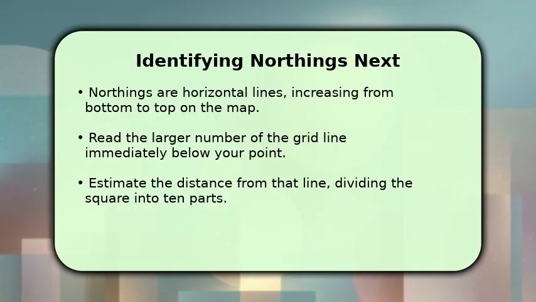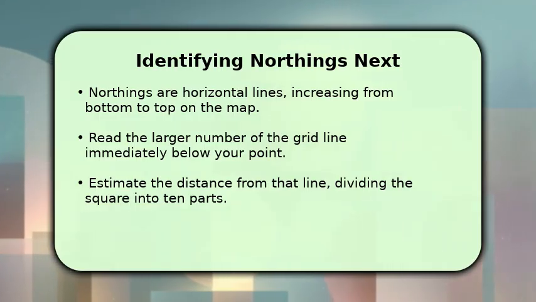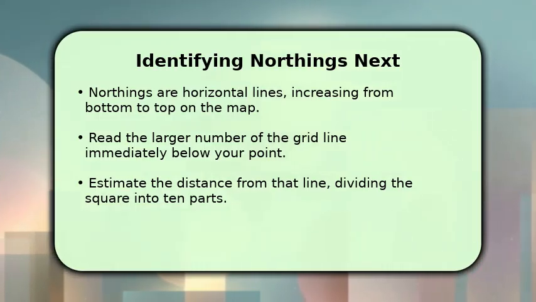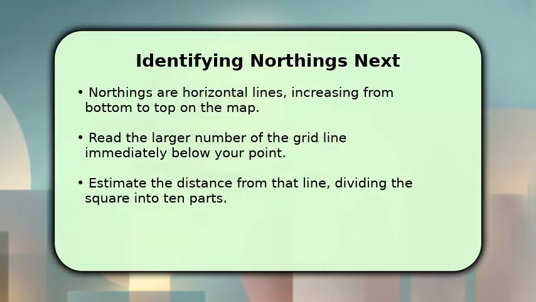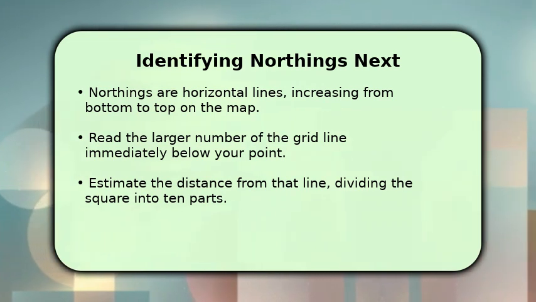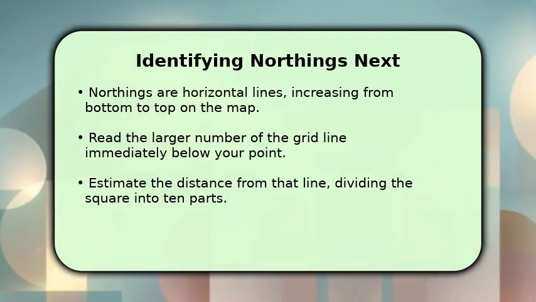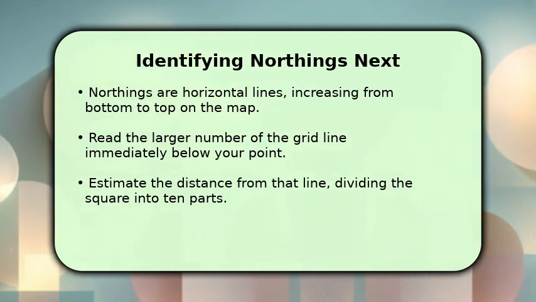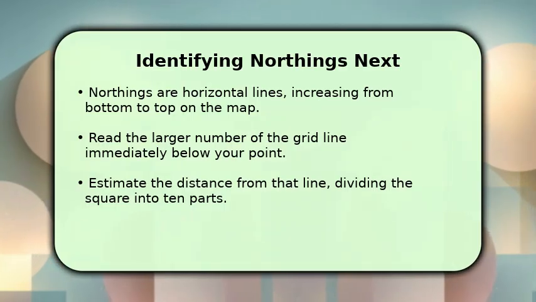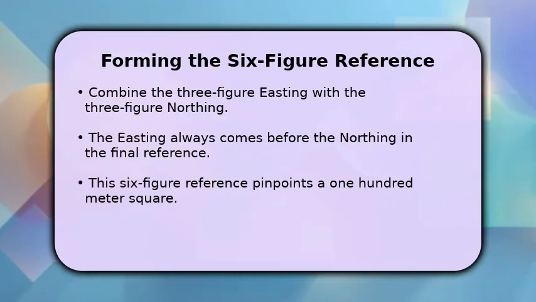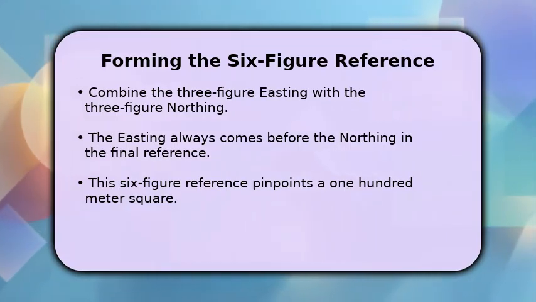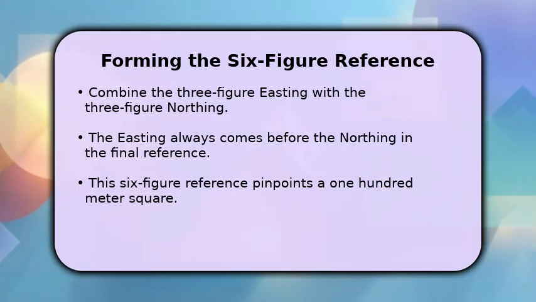Next, we determine the northings. These are the horizontal lines, numbered along the sides of your map. You will read these numbers from the bottom upwards. Identify the northing line directly below your target location. Similar to eastings, mentally divide the 1,000-meter square into 10 equal parts from bottom to top, estimating your point's position within that segment.